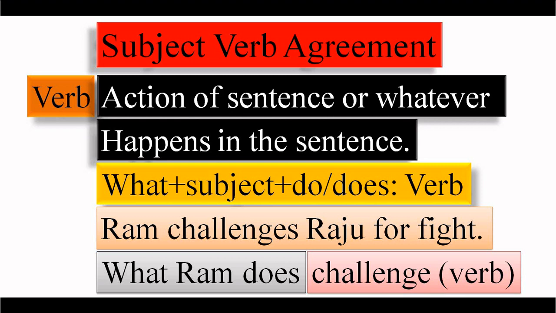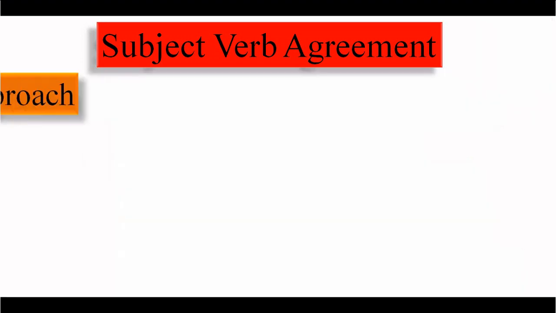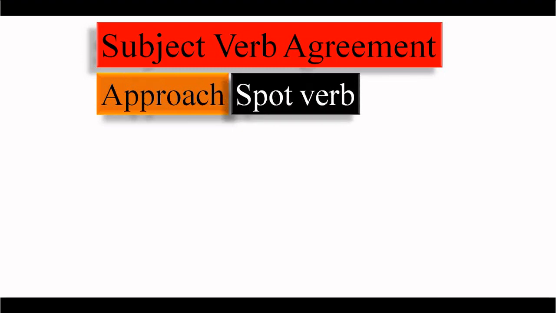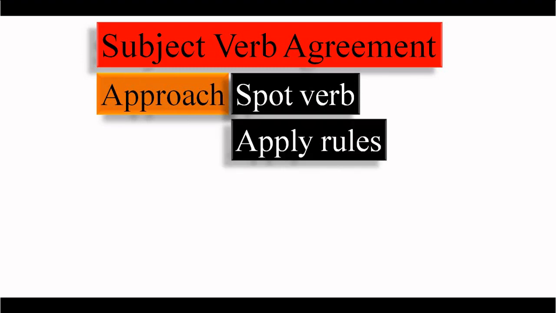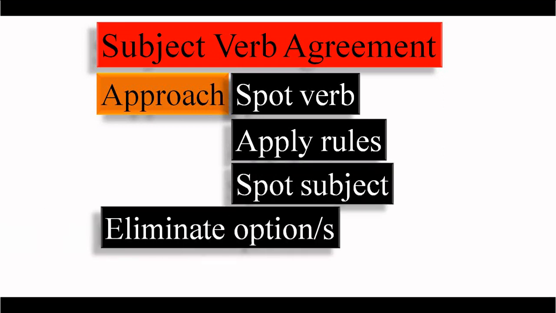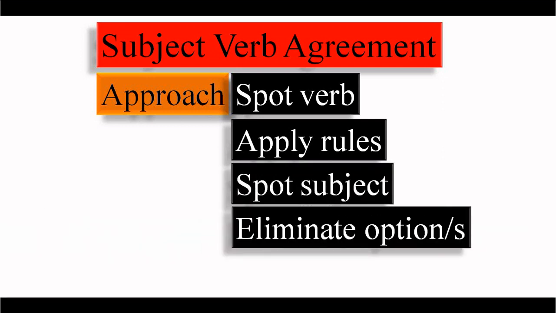Remember, in sentence correction, generally the subject and verb are not close to each other, and that is why there are many rules. So we will discuss the first approach. What should be the approach for subject-verb agreement? First of all, we should spot the verb, and after that we should apply rules, and then spot the subject, then eliminate option or options.